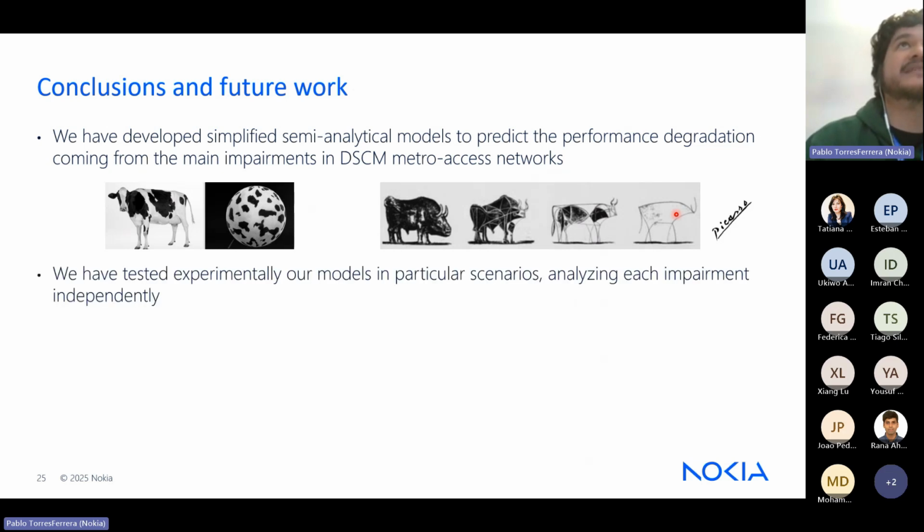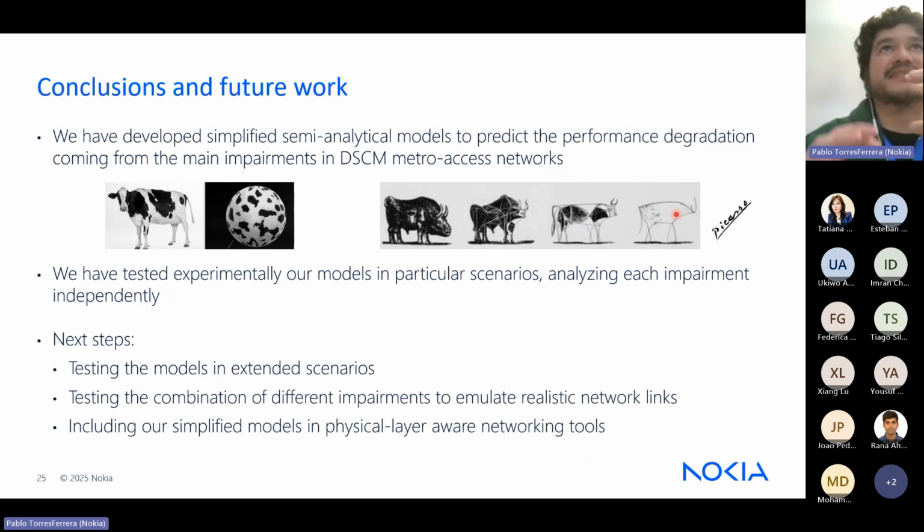We have also tested experimentally the accuracy of our model in some particular conditions, but up to now we have analyzed each impairment independently, separately. So our next step is to test this model in more extended scenarios in which we can join different impairments, for instance the filtering, the nonlinearity, and the bidirectional transmission, and in this case emulate a realistic full network link. And the final goal is to include this model in physical-layer-aware networking tools for design, provisioning, or just prediction in real time, since these are mostly fast models coming from semi-analytical solutions.